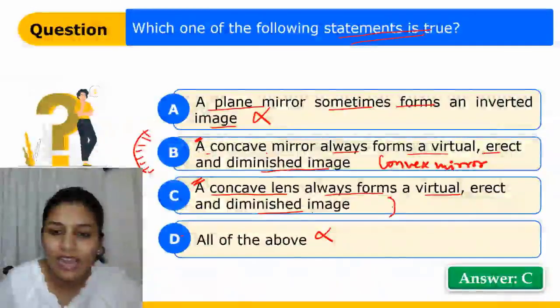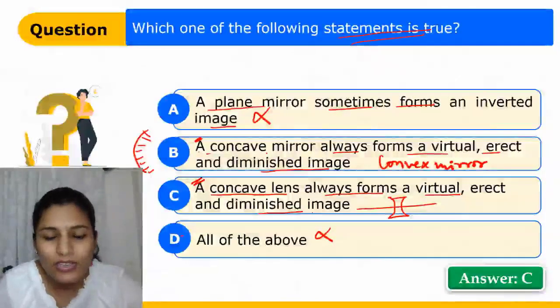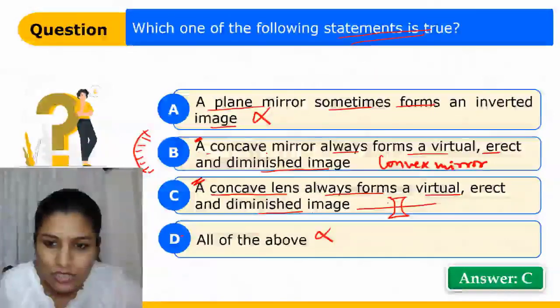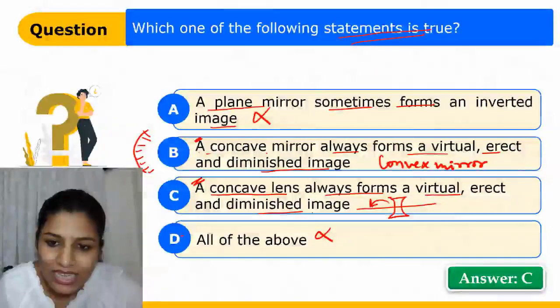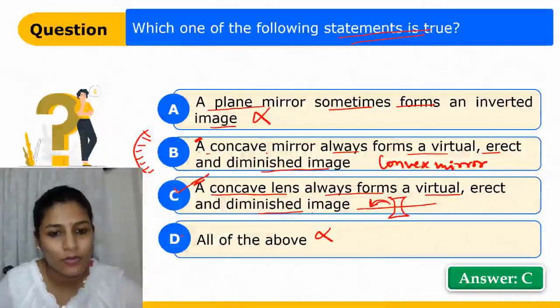A concave lens is like this, and it will always form a virtual, erect and diminished image on this side of the principal axis. So the answer to this question is option C.